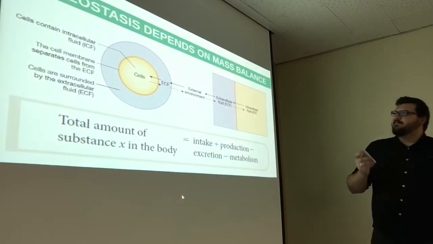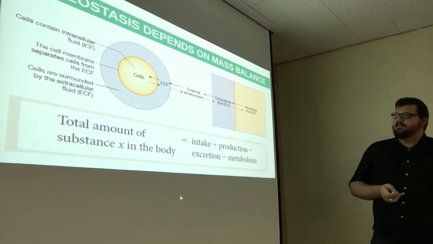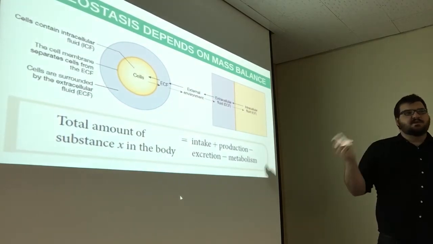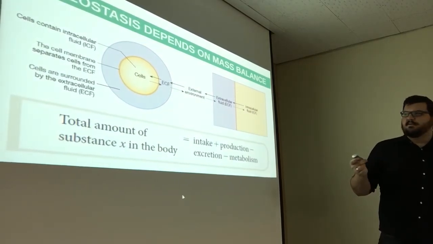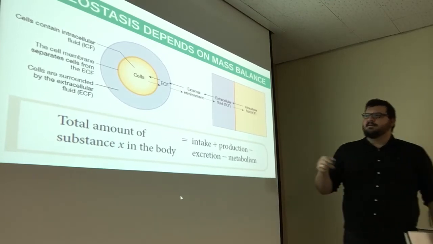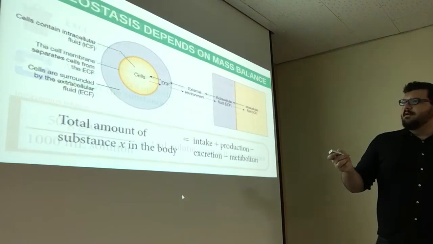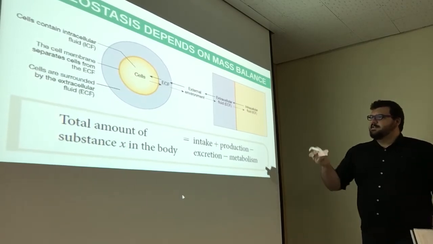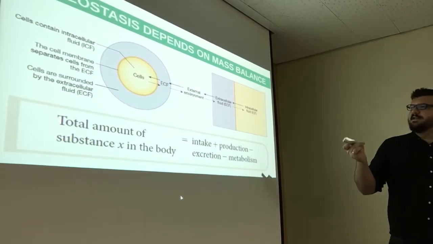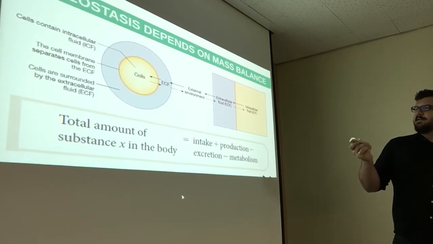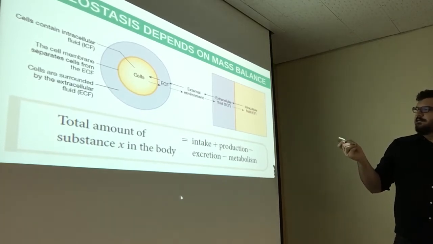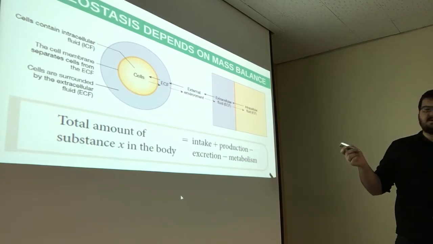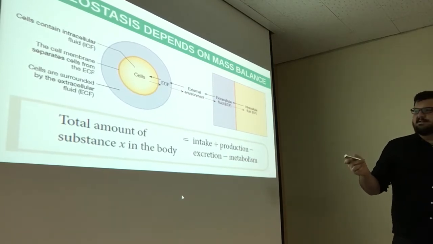Okay, homeostasis depends on mass balance. It means that we talked about the exchange between extracellular fluid and the intracellular fluid of the cell. So this is the external environment, cell, extracellular fluid, and intracellular fluid. They need to exchange mass, they need to exchange some materials, and all this is about the balance.